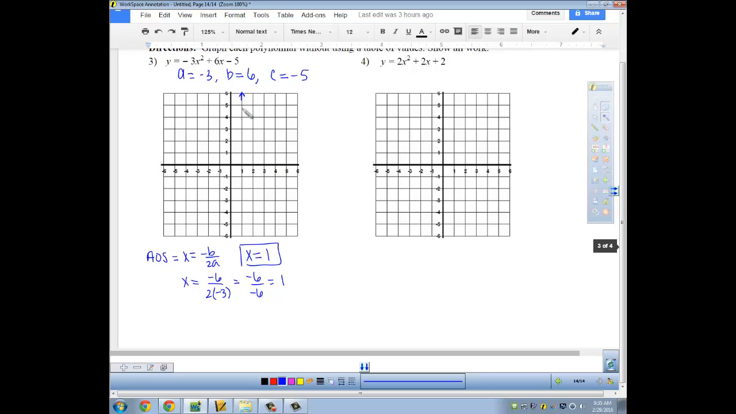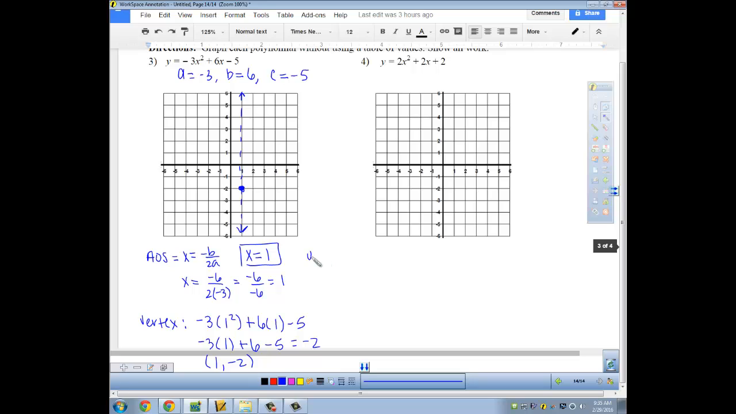So at x equals 1, I'm going to make my dotted line. So I know that that's where my symmetry is going to happen. For my vertex, I'm going to plug in x equals 1. So negative 3 times 1 squared plus 6 times 1 minus 5. So negative 3 times 1 plus 6 times 1 is 6 minus 5. So negative 3 plus 6 would be 3. 3 minus 5 is negative 2. So my x was 1, my y was negative 2. So (1, negative 2), make a dot. That's my vertex.